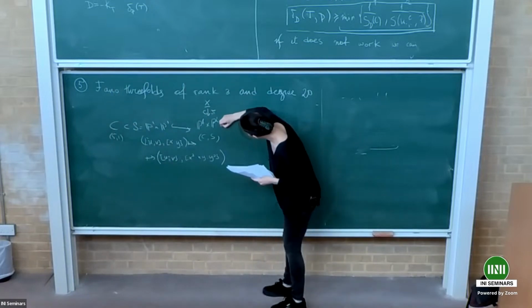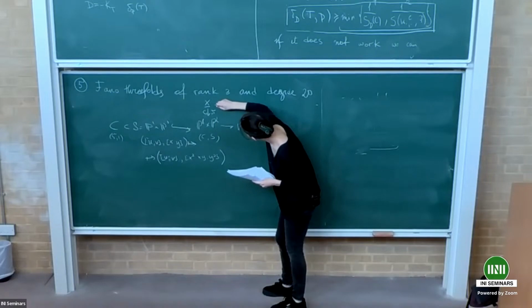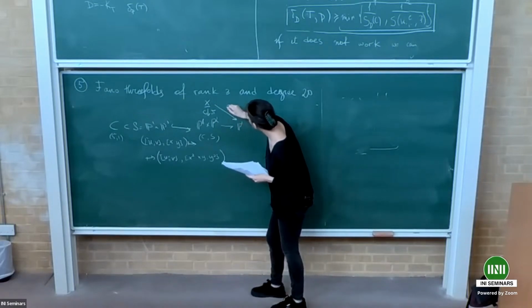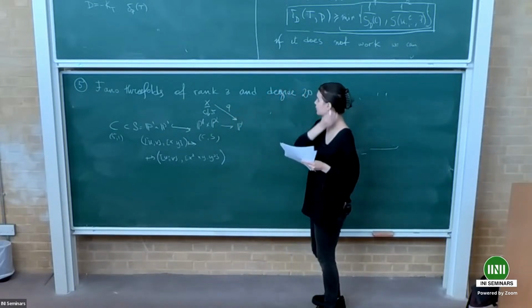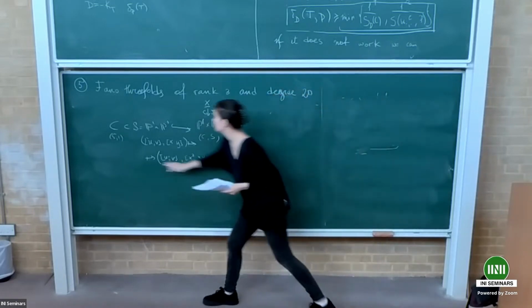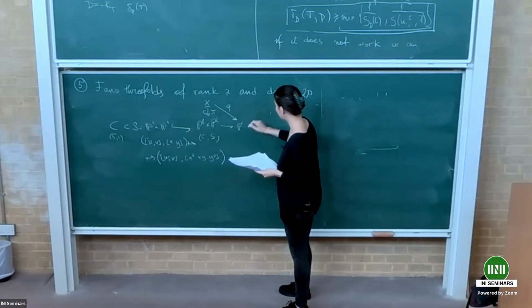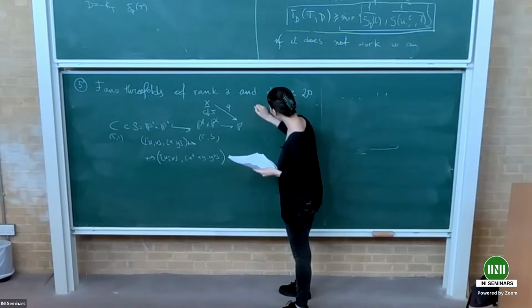Then notice that if we project onto the first factor, then this will be a fibration into del Pezzo surfaces of degree 4, because this is a (5,1) curve here. So it will be a (5,2) curve. Why?